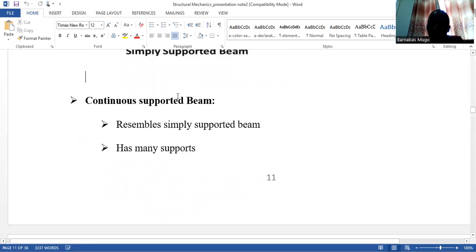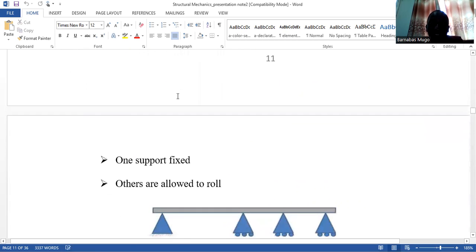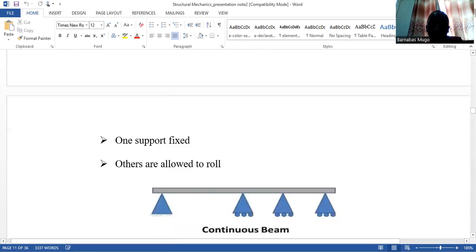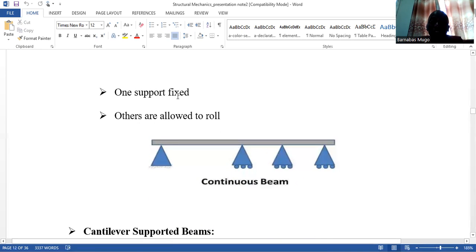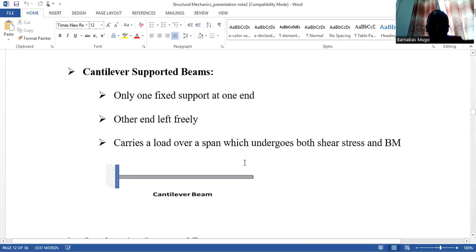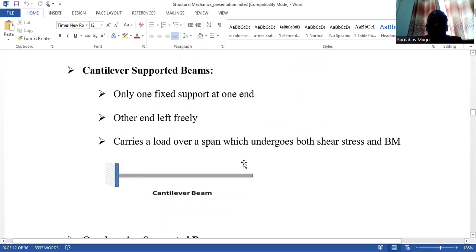Then we have the continuous supported beam. This continuous supported beam resembles a simply supported beam. The only difference is that it has many supports. One end is fixed, as you can see from the first one, and then the other supports are left on rollers, all on top of rollers. This kind of beam that has multiple supports and resembles a simply supported beam is known as a continuous supported beam.